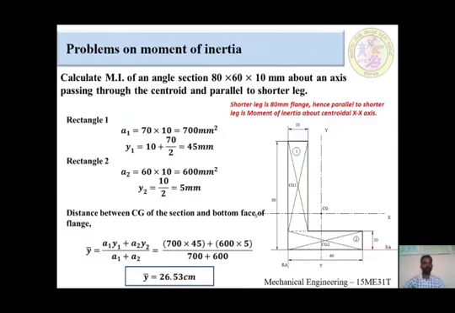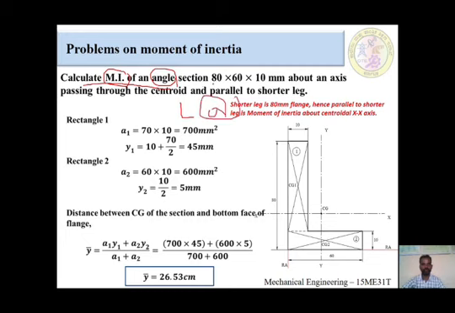This is the simple problem, the second problem of this session. First we will see how the question is asked, and then only can we easily solve the problem. Read the question: calculate the moment of inertia, MI, of the angle section. Don't be confused, the L section is also called the angle section.